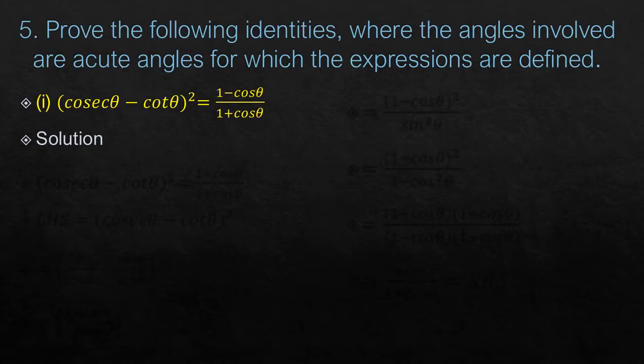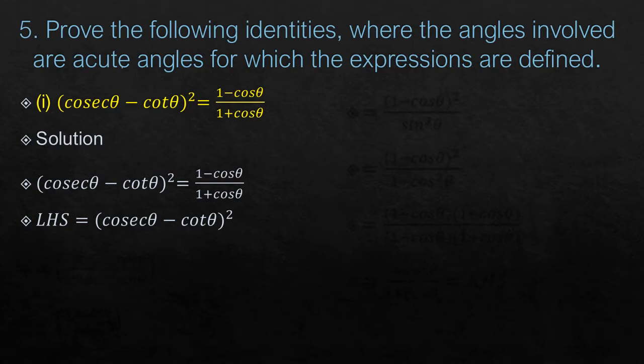Solution. The first question is (cosecant theta minus cot theta) whole square is equal to (1 minus cos theta) upon (1 plus cos theta). So first of all, write the question. We solve these types of questions in steps. That is, first we will solve the left hand side, then we will solve the right hand side. So first of all we will solve the left hand side.